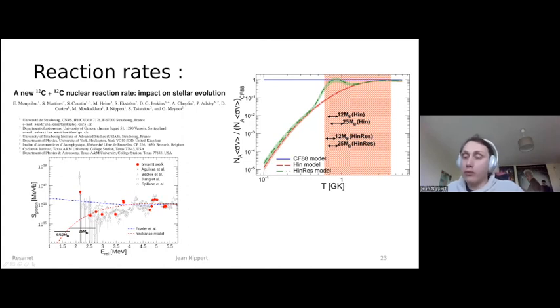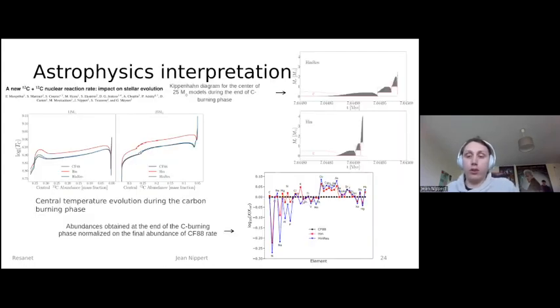And so what we see in the reaction rate is that basically for the hindrance plus resonance model, we are very close to the Fowler rate in the region of interest for those masses of stars. But for the hindrance model, the cross section is another order of magnitude lower than the Fowler rate, and this will have a little impact that I will show you just now.